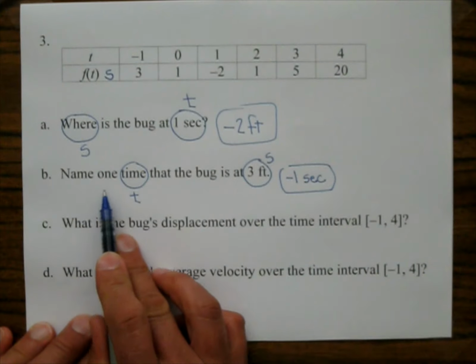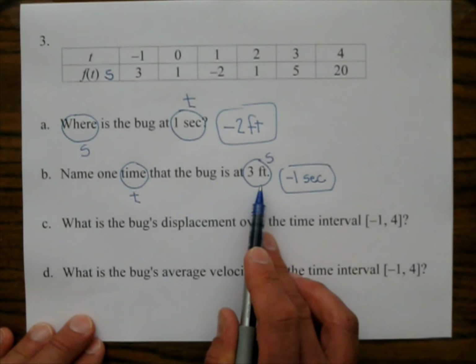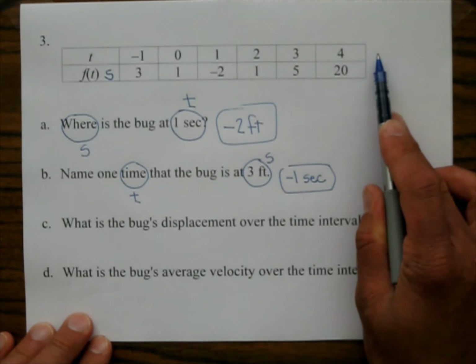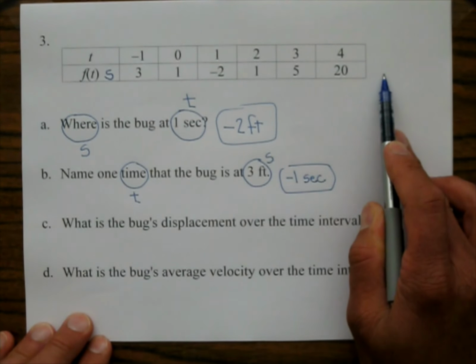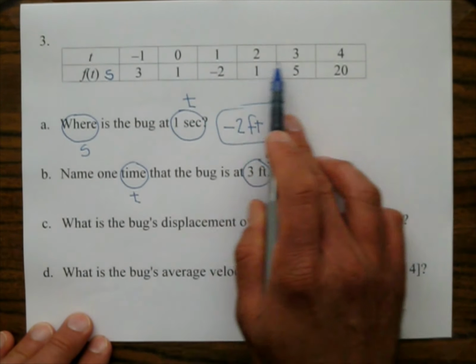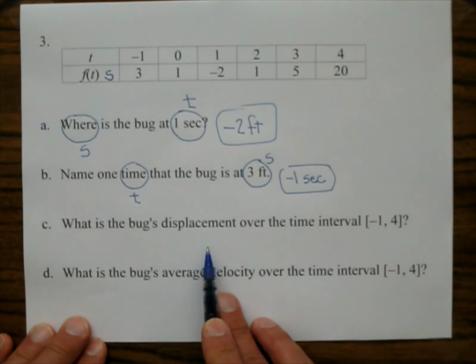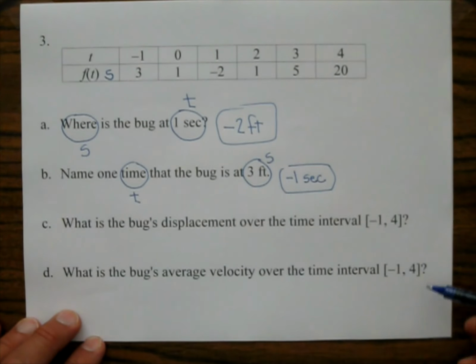Now, the reason this question is asked in a weird way, instead of just saying what time is the bug at 3 feet, or what times, is because we don't know. I mean, maybe at 5 seconds the bug went back to 3 on the number line, or maybe at 1.5 that's where the bug is. We just don't have the data, so that's why it said name one time. The last two questions are ones that you'll hopefully feel more comfortable with. You can pause the video and see if you can do these on your own.